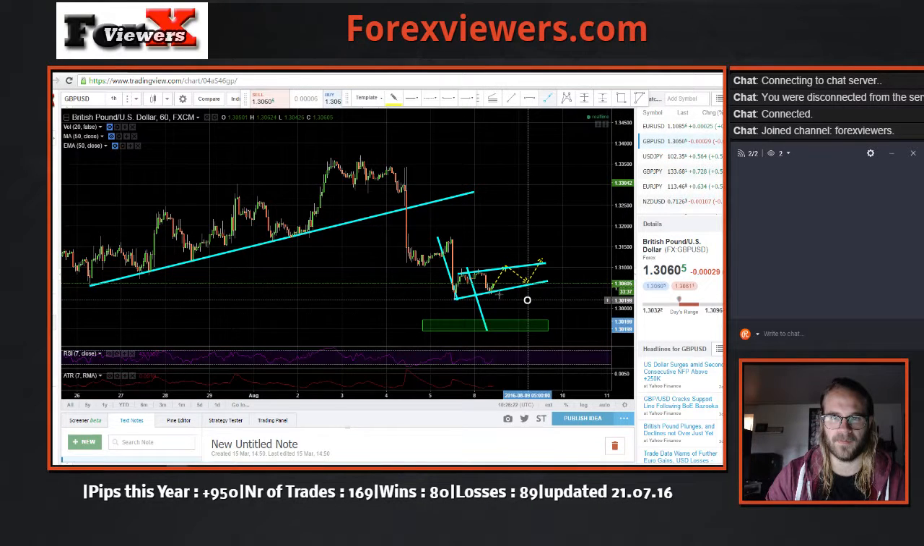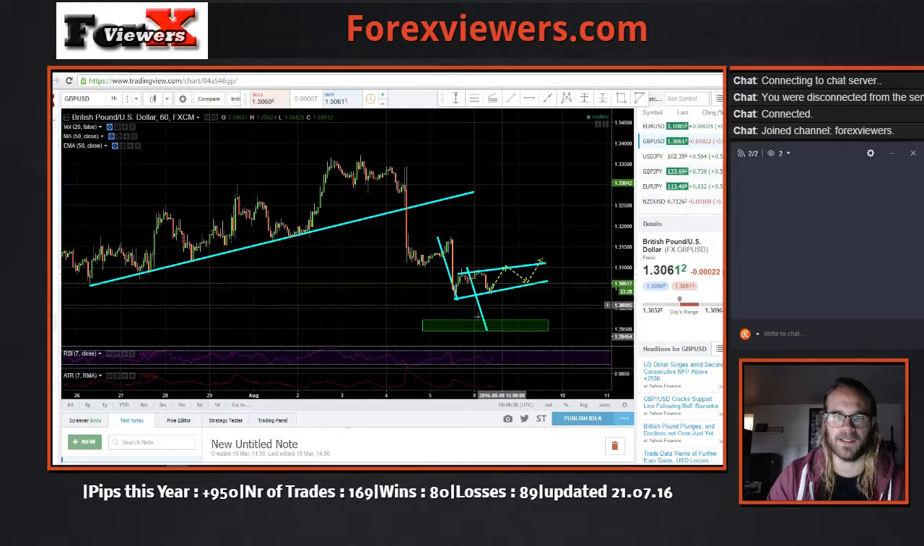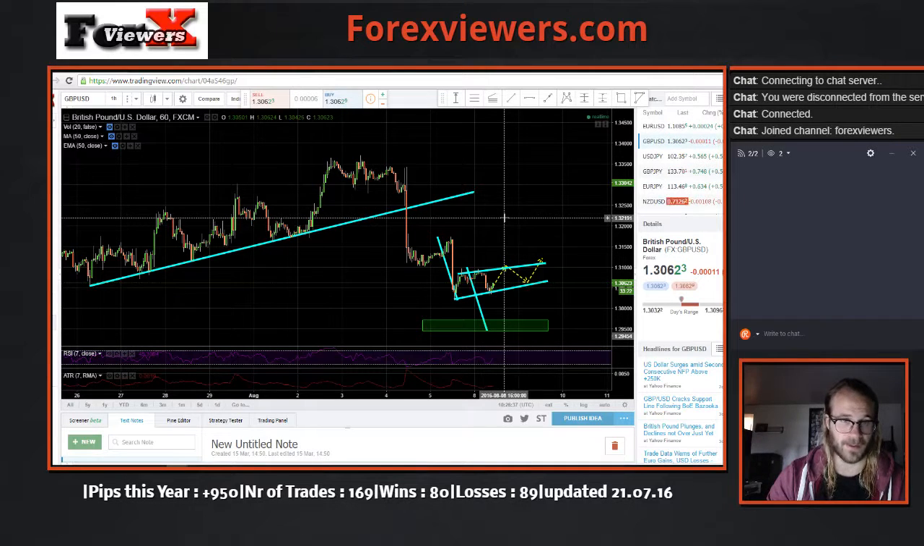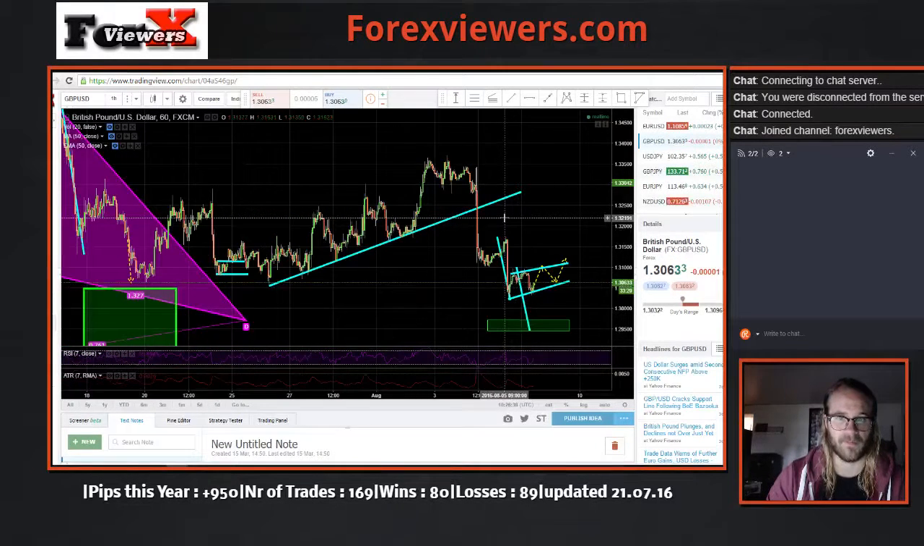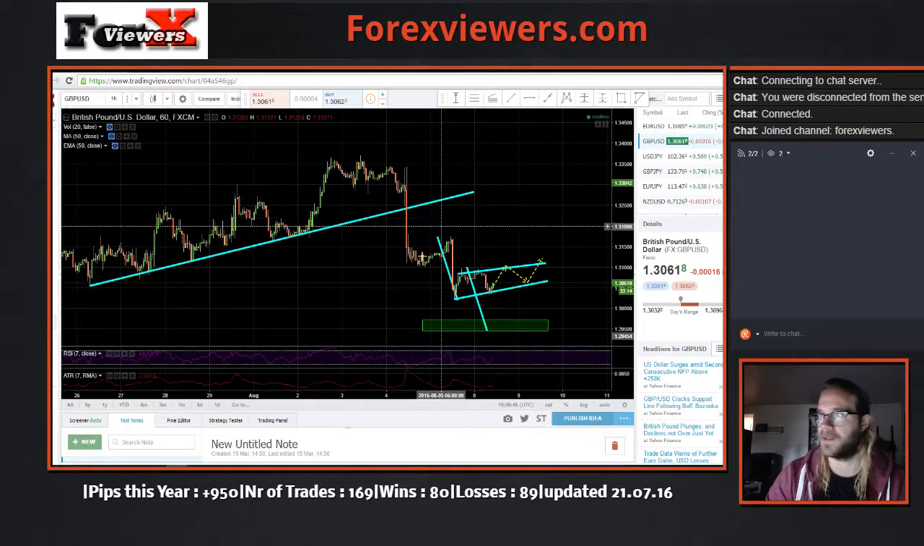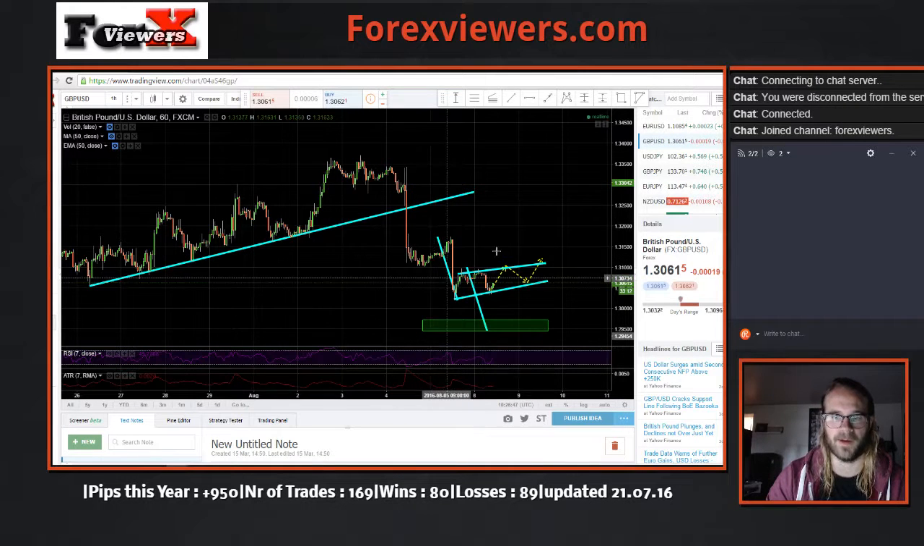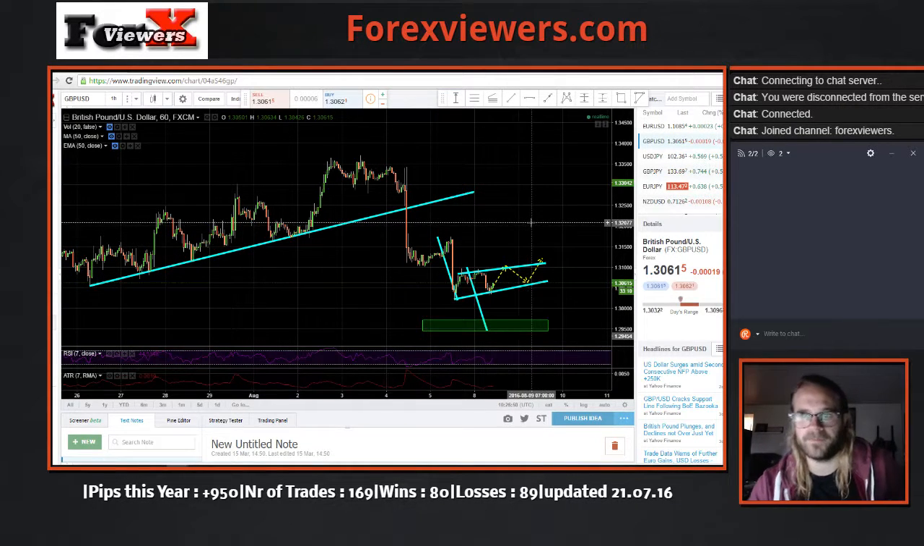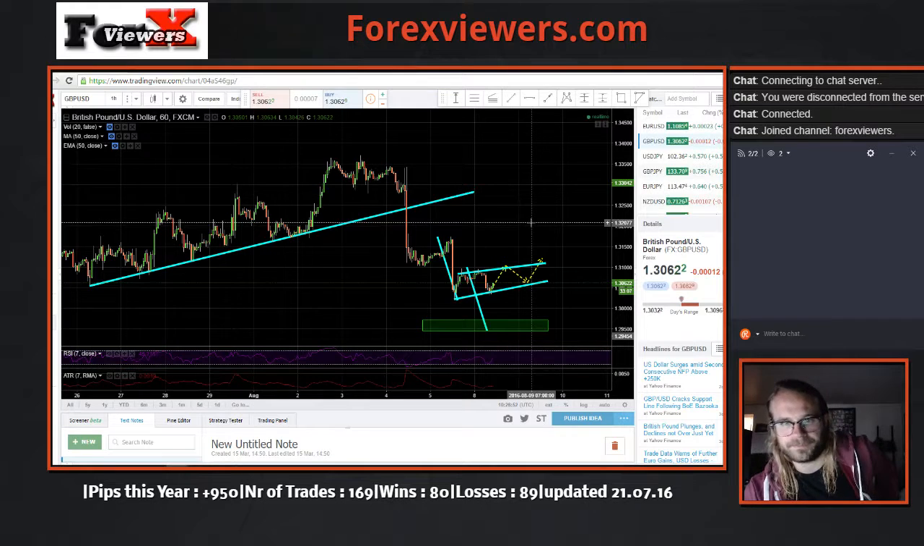So I will be waiting for the breakout here for either side. I'm not fixated on this level right here. If we break to the upside, we break to the upside, and then I could consider doing something else. I just started yesterday to give myself a broad overview here on the pound.